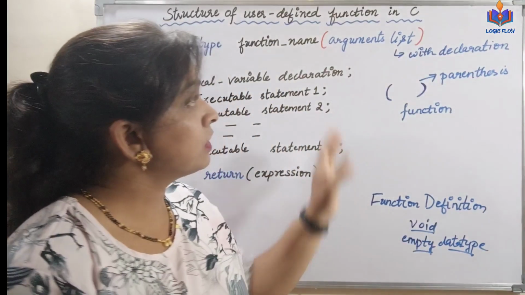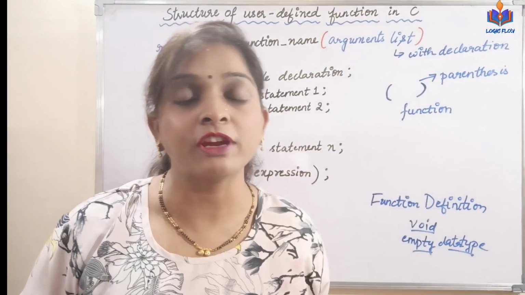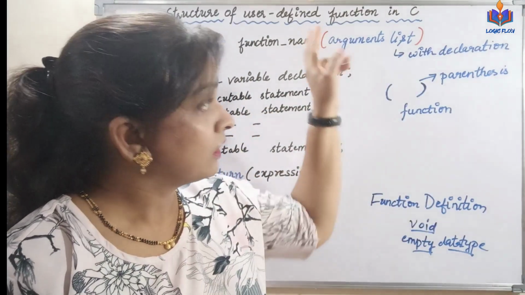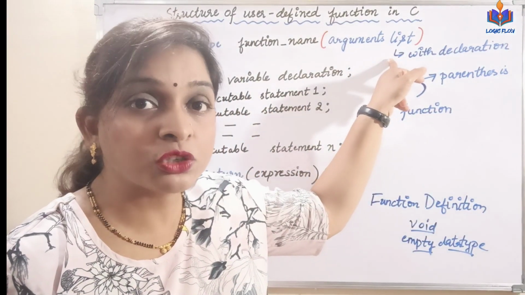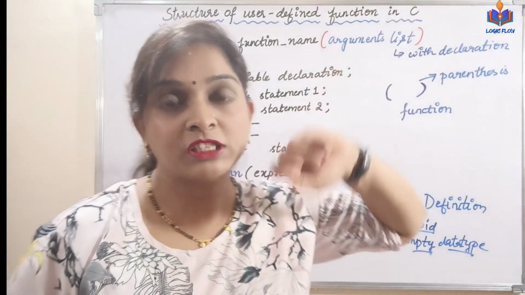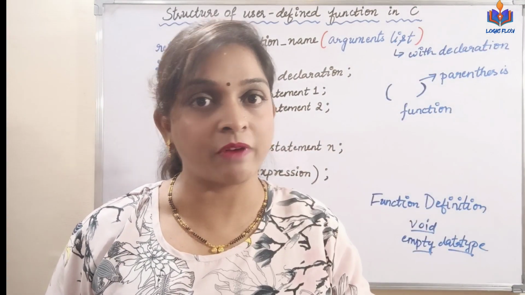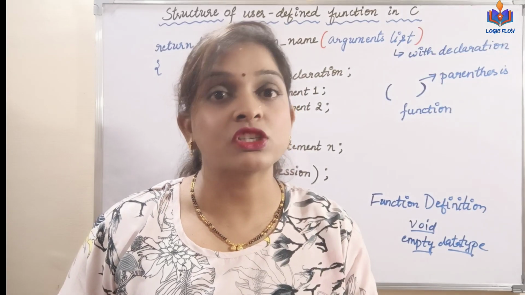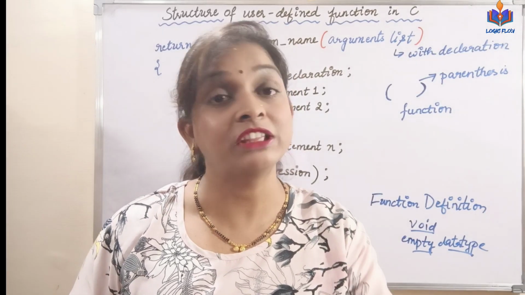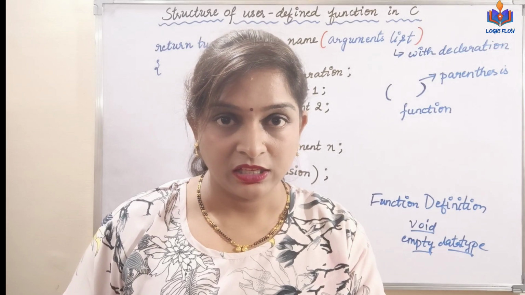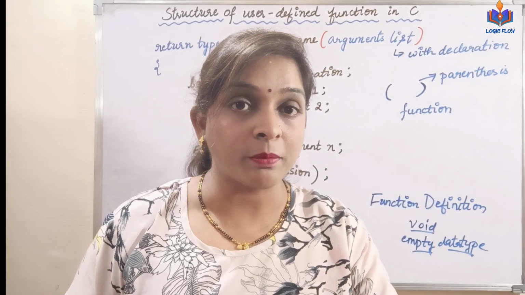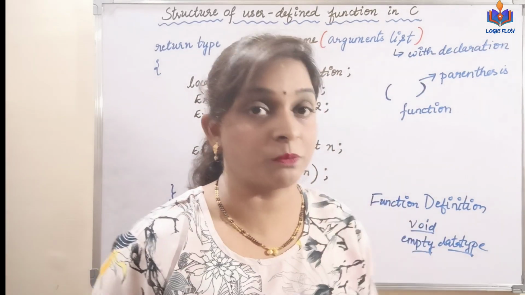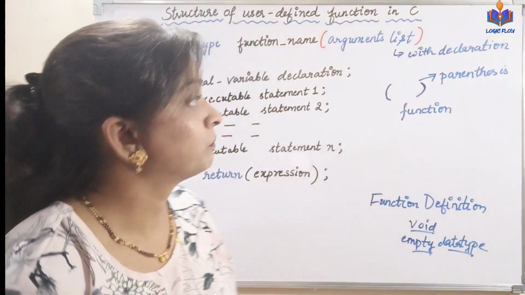Okay. So here the arguments list means the list of inputs that we are passing to the function. And that list should be with the declaration. Means if the function is taking two integer values, then in the declaration, I need to mention the data type followed by the variable name. So again, we have to talk about the naming conventions of the arguments. All those things come into the picture. We will discuss that one by one.